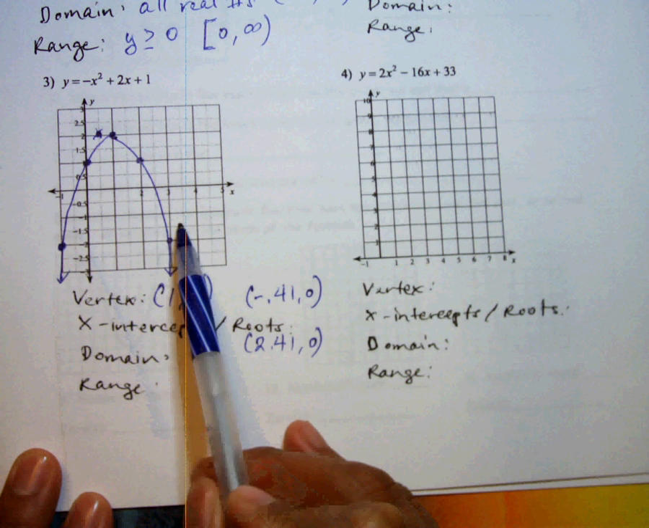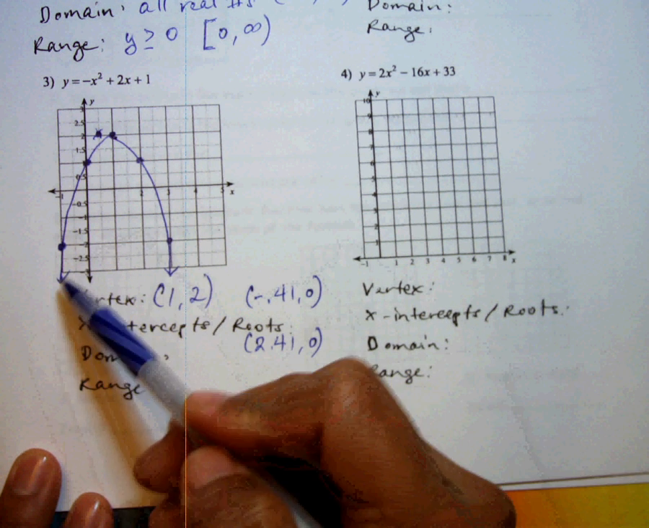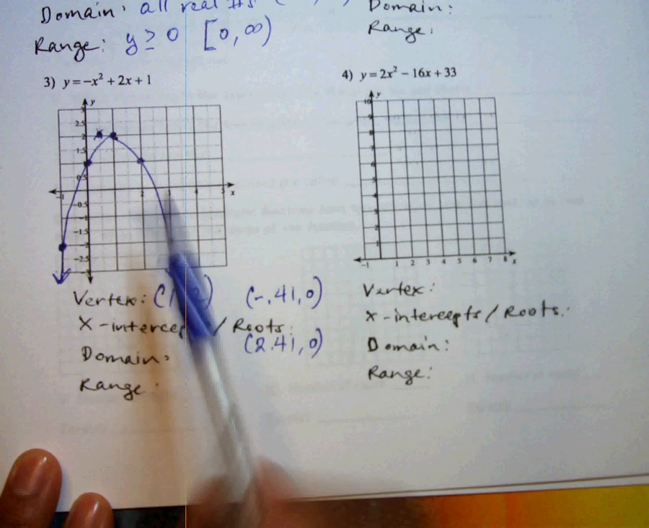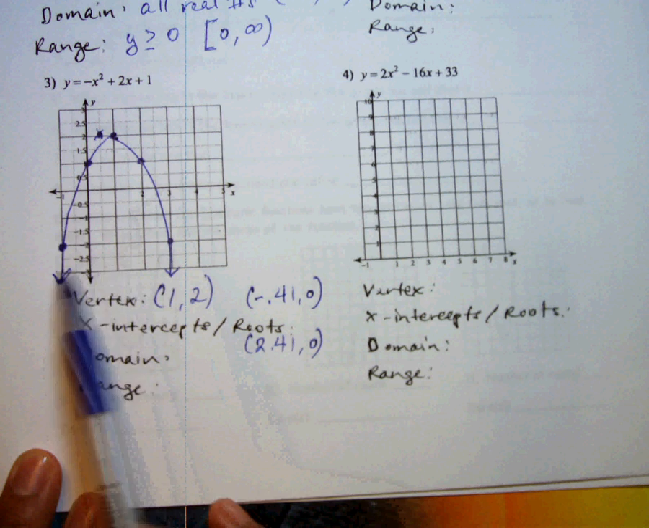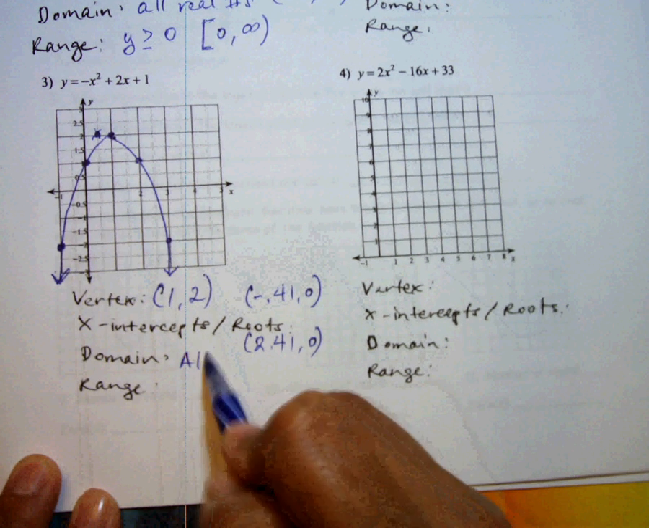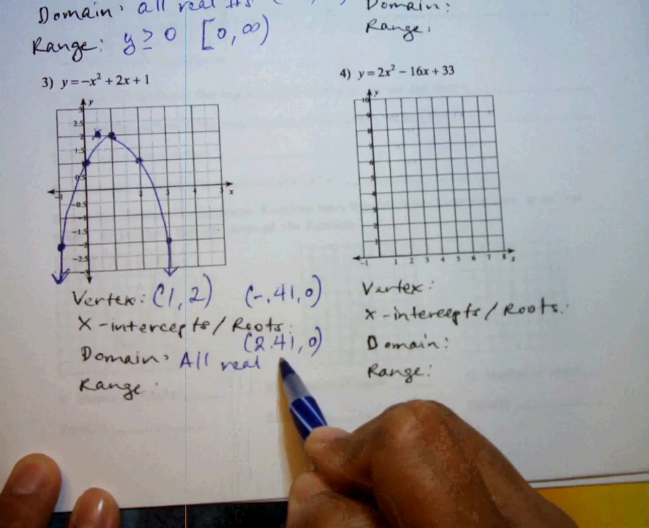Now let's find out what the domain is. The domain is, obviously, going to be all real numbers. Because you have the arrows here, that means it's going to be continuous. And it's going to be all of the negative numbers and all of the positive numbers. So all real numbers.